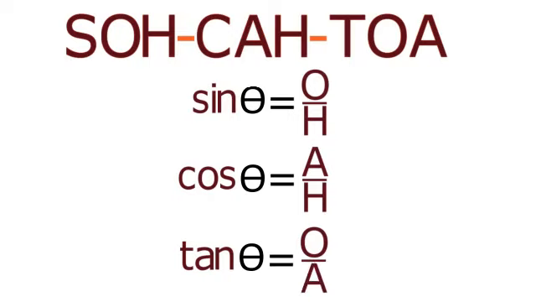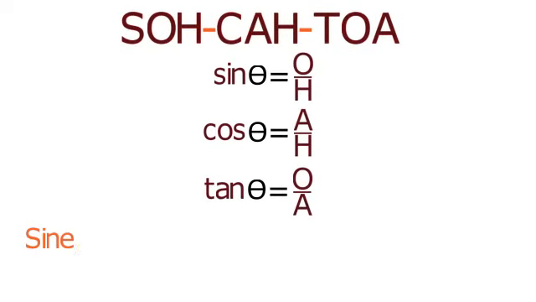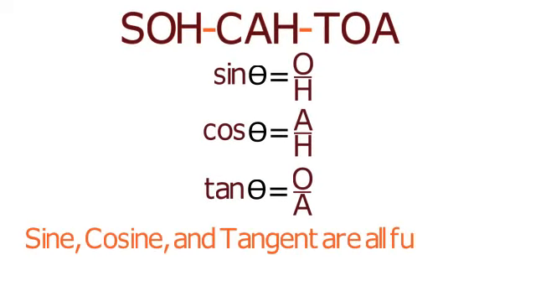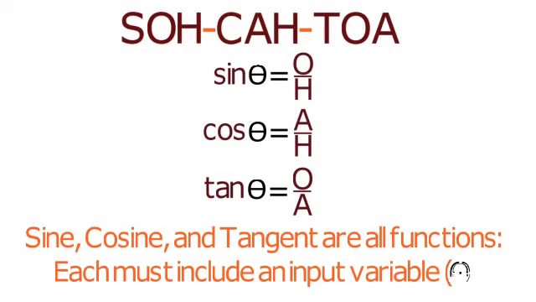Note that these three trig ratios include the variable theta. Sine, cosine, and tangent are all functions, which means that each of them always includes an input variable. In this module, we will use theta exclusively as the input variable for the trig functions.